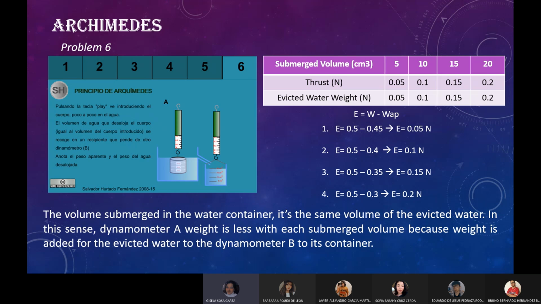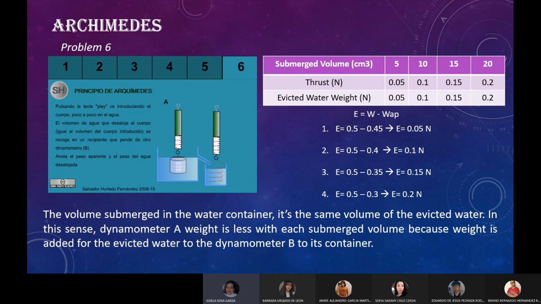Hi, I am Gisela Sosa, and I'm going to talk about problem 6. In this problem, we have four volumes: 5, 10, 50, and 20. To resolve this problem, we are going to use the formula that thrust is equal to weight less apparent weight. For this, we have the solutions of 0.05 newtons, 0.1 newtons, 0.50 newtons, and 0.2 newtons.